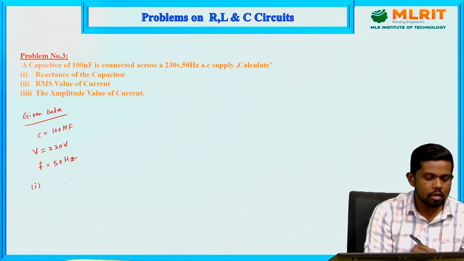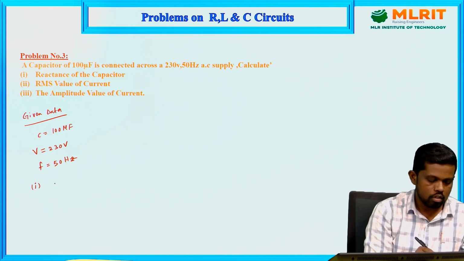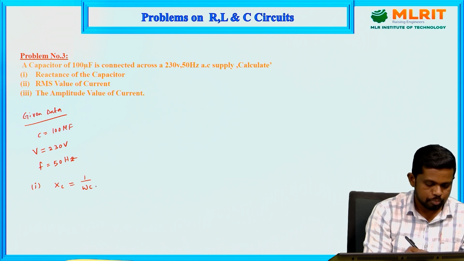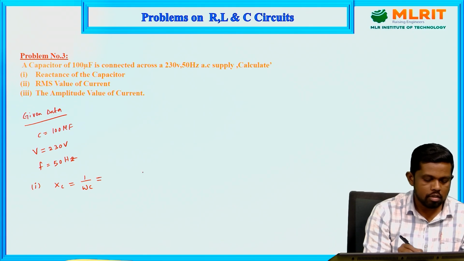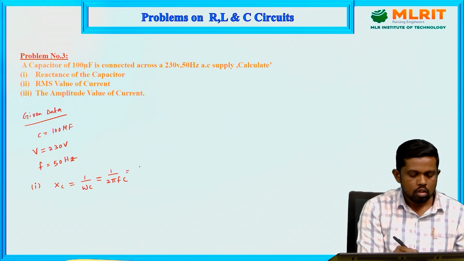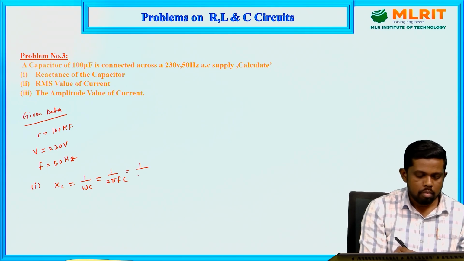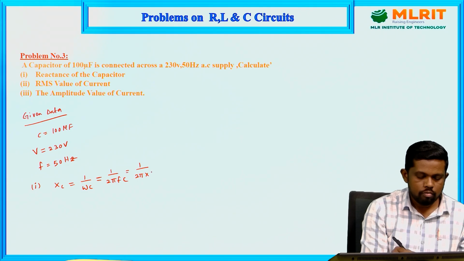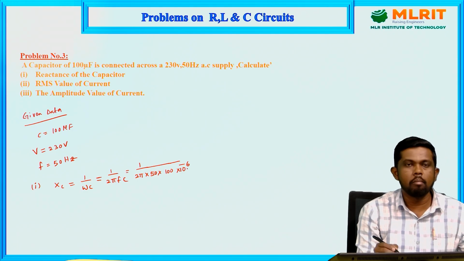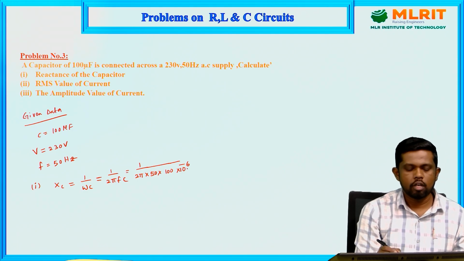Reactance of the capacitor, the formula is X_C equal to 1 by omega C. We have completely discussed the reactance of the capacitor plates. So that equals 1 by 2 pi F C, which means 1 by 2 times pi into 50 into 100 into 10 power minus 6, because it's a microfarad. So that's why 10 power minus 6.